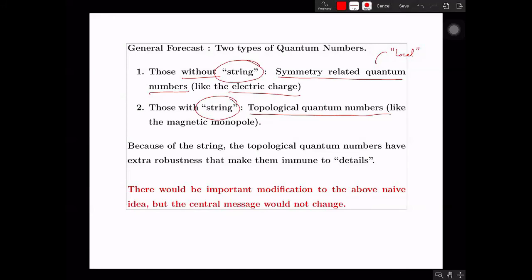One feature we will see is that because the string has to be present, the position of the string, as we found out, can be this half line theta equal to zero or theta equal to pi, but it absolutely needs to be present. It can be anywhere else. So this kind of property says that the details of the position of the string really do not matter for the magnetic monopole.